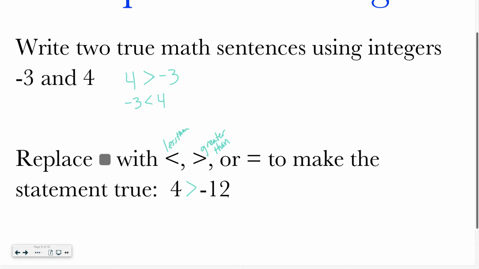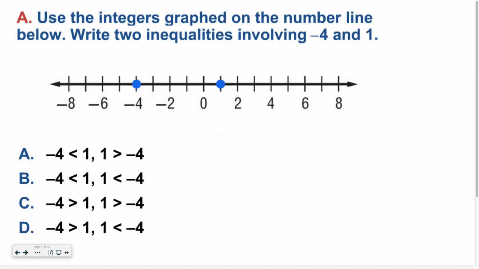Quick reminder on these symbols. They're called inequality symbols, and they always open towards the bigger number. Some of you, when you were younger, learned to think about them as an alligator eating the most food he possibly can, the bigger number. I'm okay with that if you need that idea in order to remember which way to have it open. All right, now it's your turn to try.